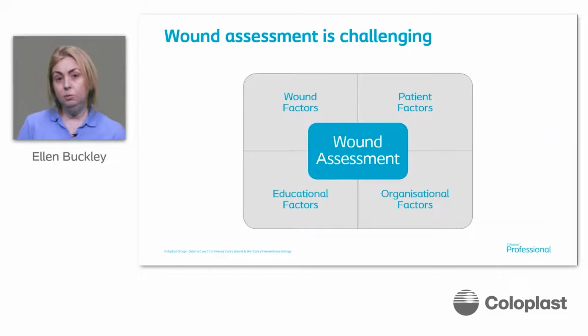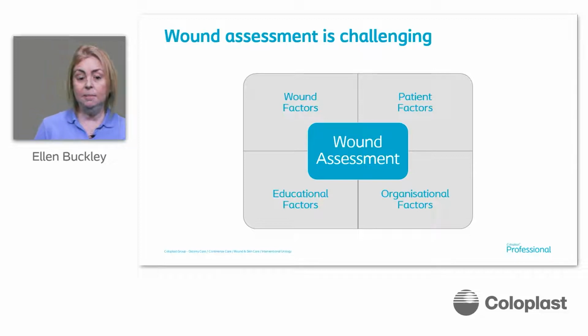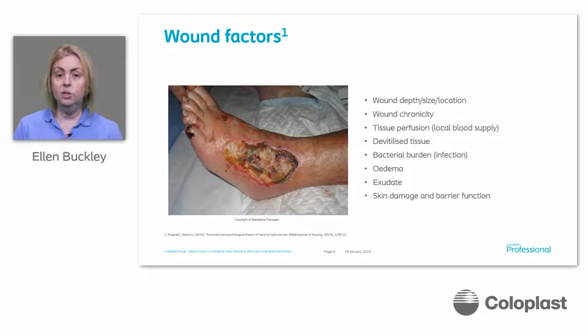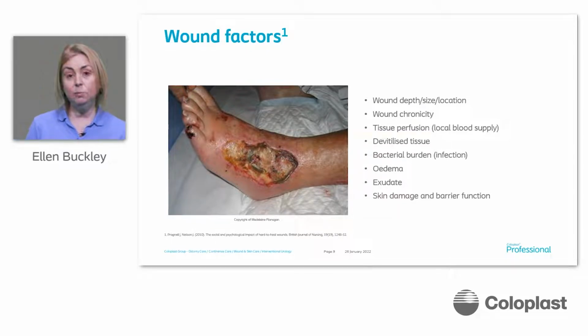It's not easy to do a wound assessment, and it's not something that we automatically all know how to do, and it can be a really complex process. But what we do is that we can split wound assessment into 4 distinct areas. We can split it into patient factors, factors within an organisation, educational factors, and also factors specific to the wound itself. So wound-specific factors might be how deep the wound is, what are the dimensions of that wound?